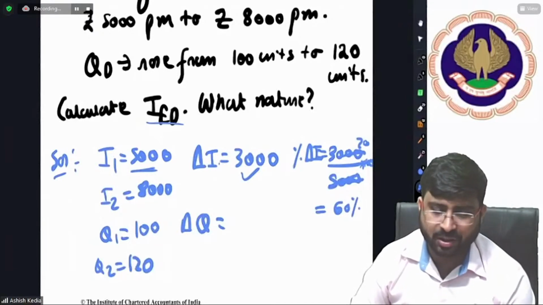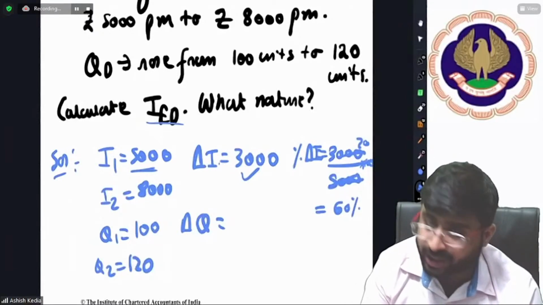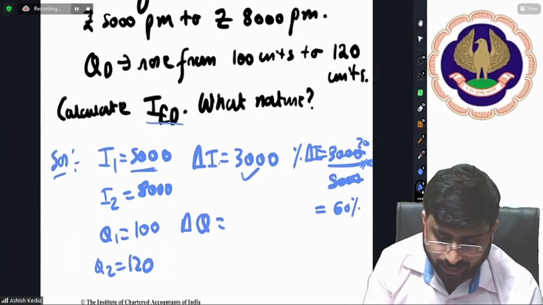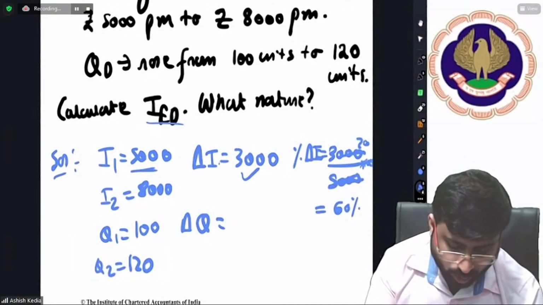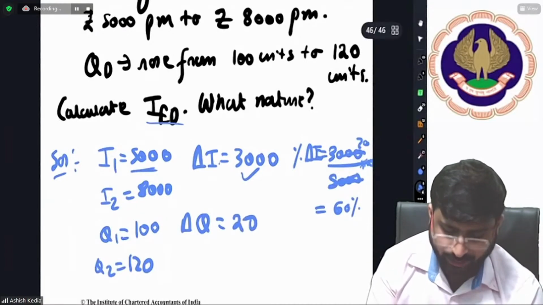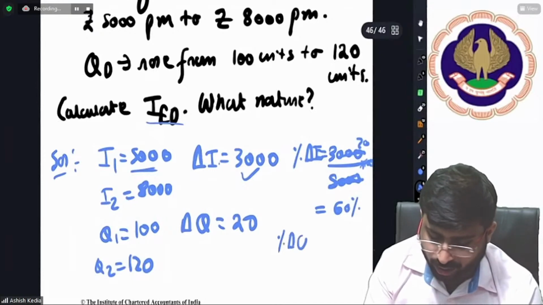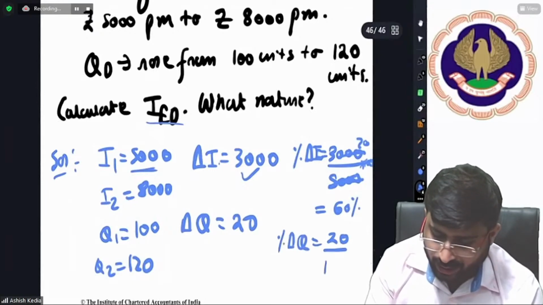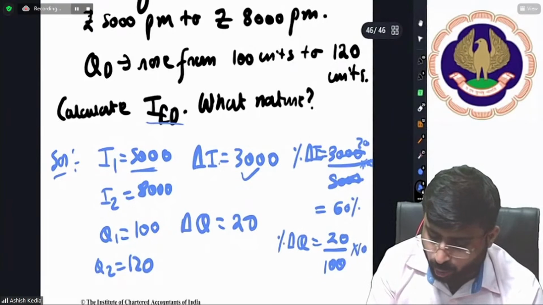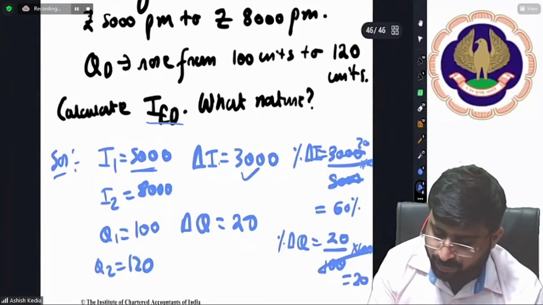That's the change in quantity demanded here. Pay attention, everyone. The change in quantity demanded here is equal to 20 units. So what is the percentage change in quantity? 20 divided by the original, that is 100, into 100. So it is changing by 20%.